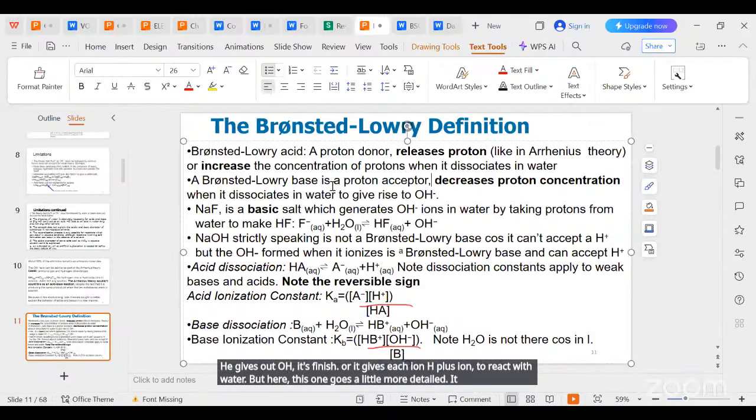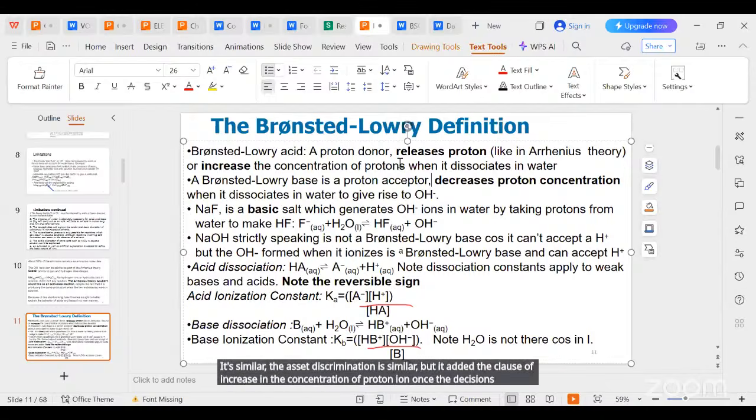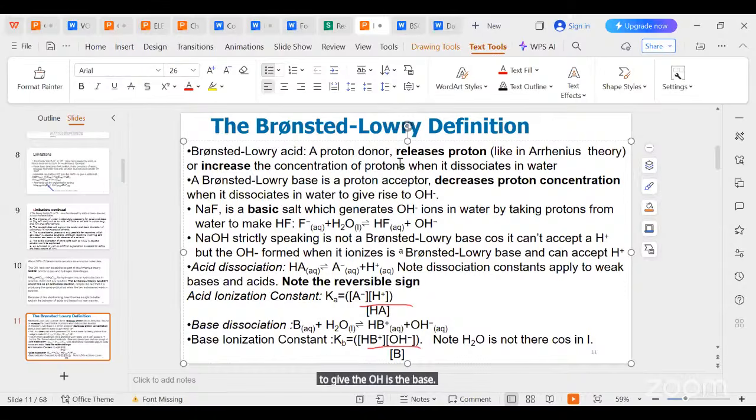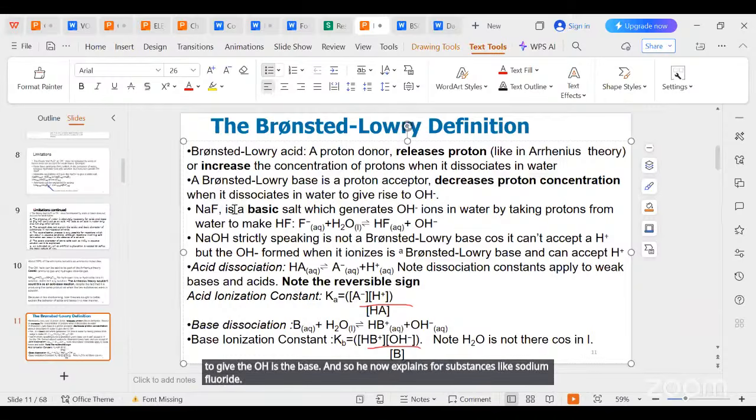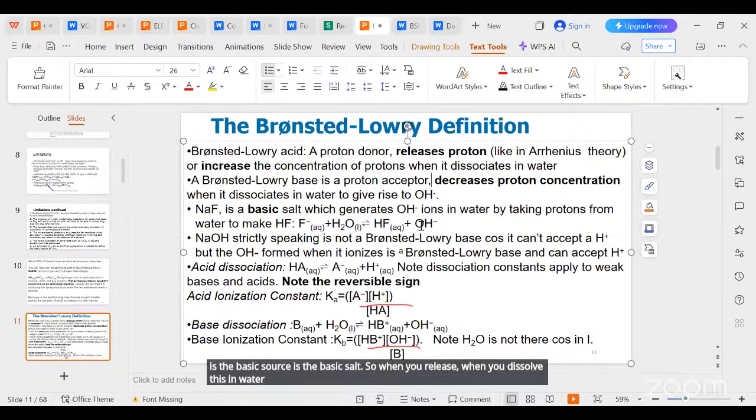It says an acid releases a proton ion, or leads to an increase in the concentration of proton ion when it dissociates in water. The acid definition is similar, but it added the clause of an increase in the concentration of proton ion once it dissociates in water. The Bronsted-Lowry theory says anything that decreases the hydrogen concentration when it dissociates to give the OH is a base. And so it now explains substances like sodium fluoride. It's a basic salt. So when you dissolve this in water, it releases the OH.